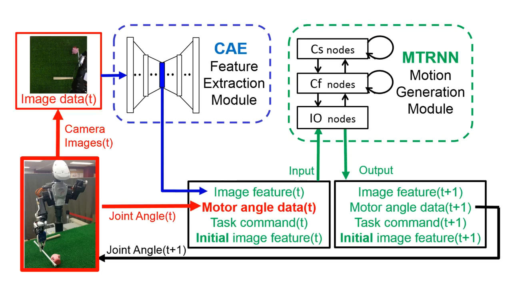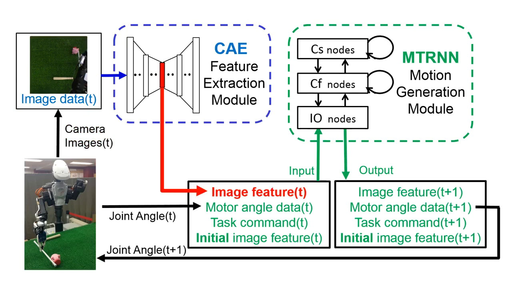At first, we guide the robot to experience some tasks and record image data and motor angle data. As the dimension of image data is considerably larger than motor data, we compress it by the feature extraction module and take a low-dimensional image feature. Then we put it into the motion generation module. We also input motor angle data taken while experienced by the robot.